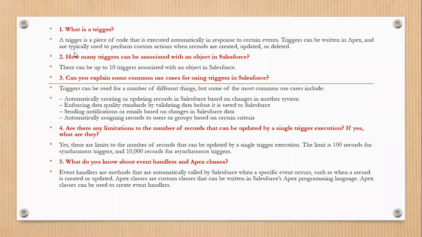What is a trigger? A trigger is a piece of code that is executed automatically in response to a certain event. Triggers can be written in Apex, and are typically used to perform custom actions when records are created, updated, and deleted.